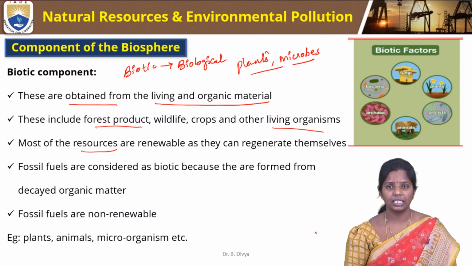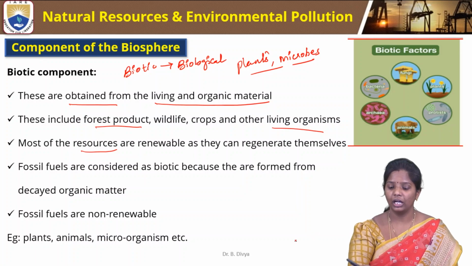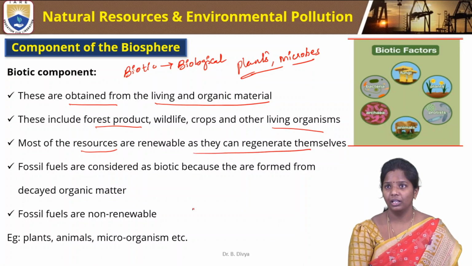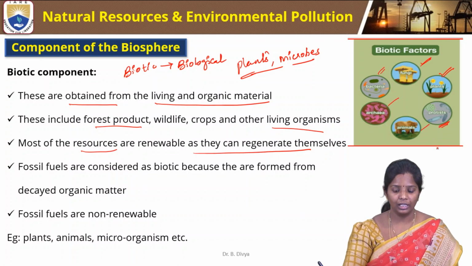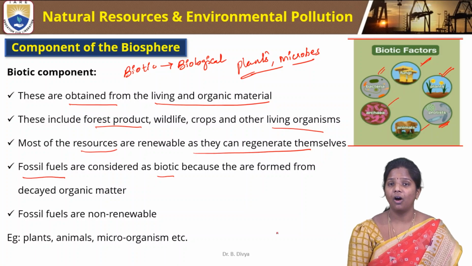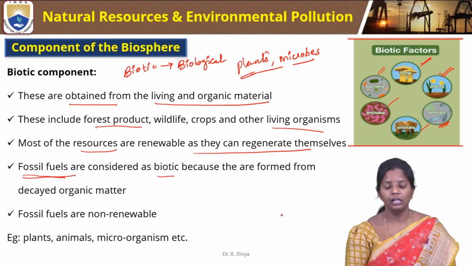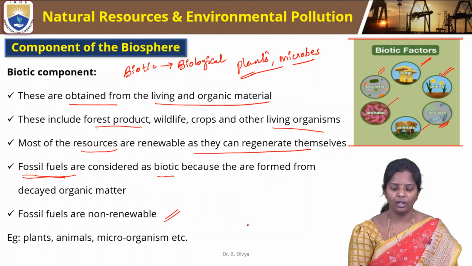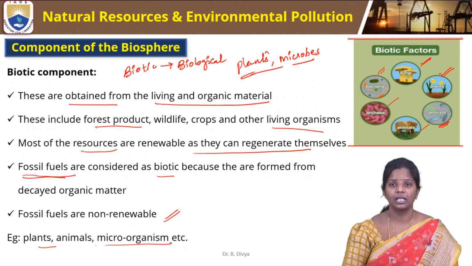Most of these resources are renewable because they give birth. So they are renewable. We can generate them very easily. They can be regenerated themselves. Plants will be regenerating, and the fungi, bacteria, archaea and animals, all these are regenerating. Therefore they are renewable resources. Fossil fuels are considered as biotic because they are formed from organic matter, but that takes a lot of time for the formation. So these are also called biotic components, but they take time for decaying and forming the fossil fuels, so they come under non-renewable resources. So examples of these biotic components are plants, animals, microorganisms, etc.